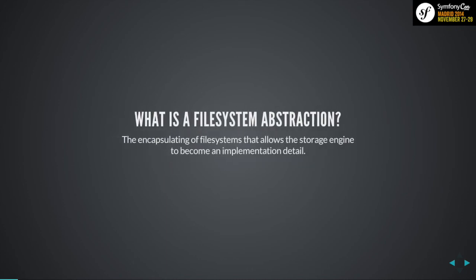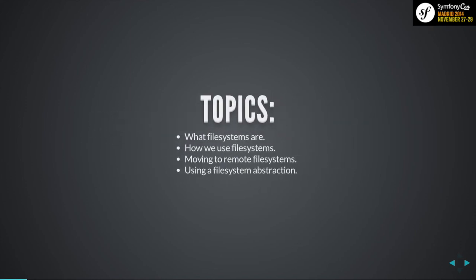So first, an overview of what I'm going to talk about today. What is a file system abstraction? A file system abstraction in SCORE is a way to encapsulate file systems that allows the storage engine to become an implementation detail. I'm going to explain this further on in the talk, so if you don't get that fully, that's all right. There are several topics that I'm going to address. First, I'm going to tell you what file systems are. Then I'm going to tell you how to use file systems. Then we're going to move from local file systems to remote. And then we're going to use a file system abstraction.